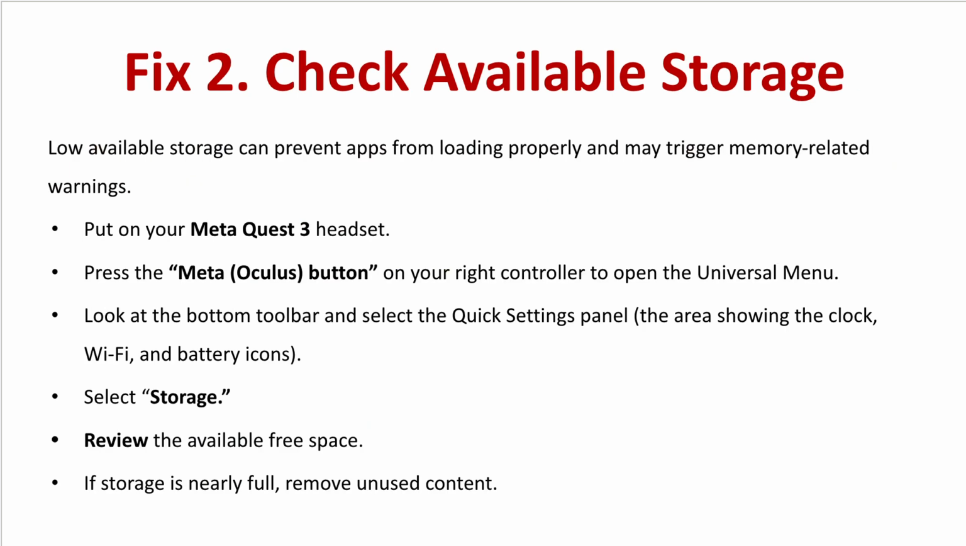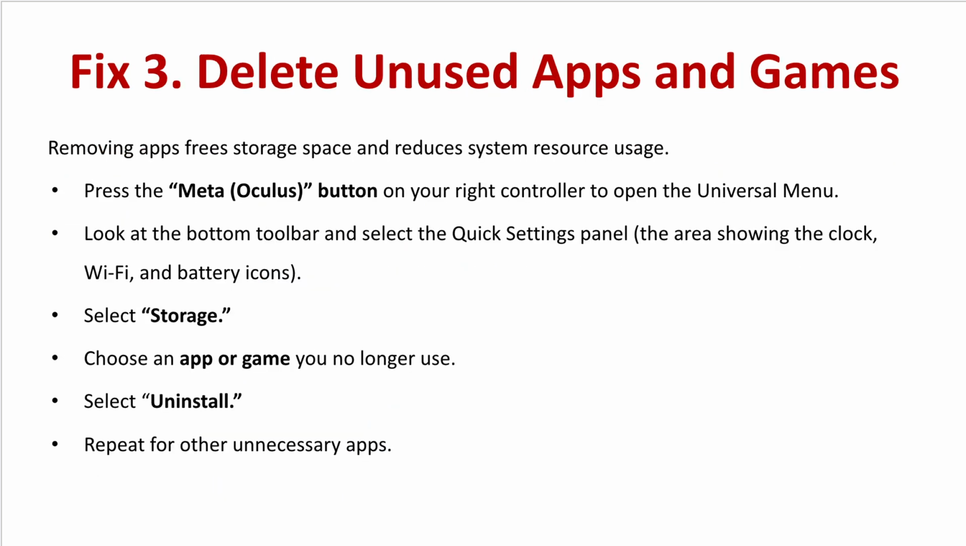Low available storage can prevent apps from loading properly and may trigger memory related warnings. So put on your Meta Quest 3 headset, press the Meta Oculus button on the right controller to open the universal menu. Look at the bottom toolbar and select the quick settings panel, the area showing the clock, Wi-Fi and battery icon. Select storage, review the available free space. If storage is nearly full, remove unused content.